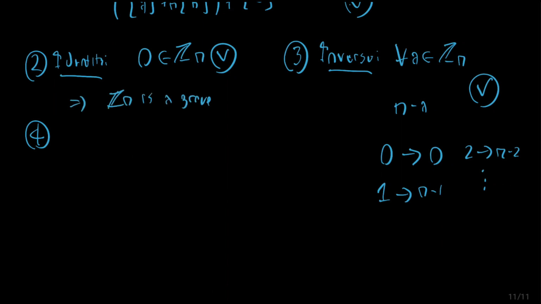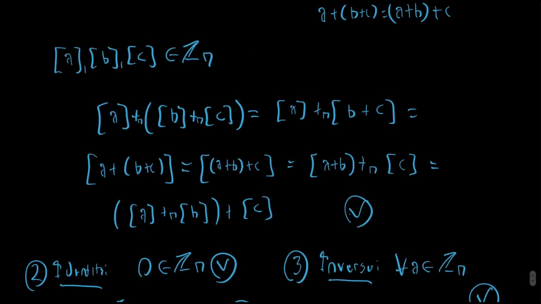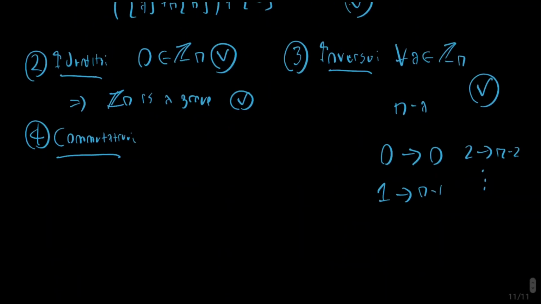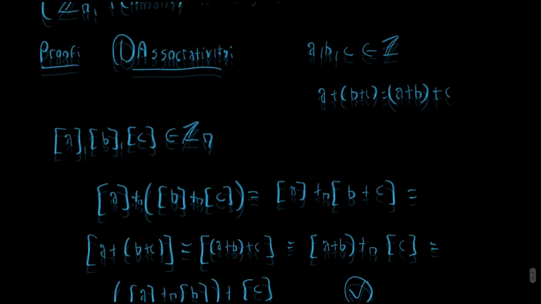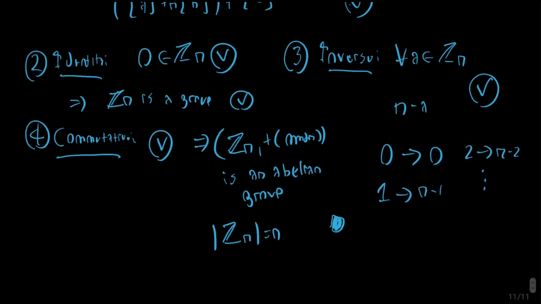But Zn is not just a group, it is actually an abelian group. So let's prove that it's also commutative. Actually, I'll just argue quickly why that is the case. Roughly, it follows in the same way we proved associativity. For the same considerations, we also know that addition modulo n will be commutative, and from this it follows that Zn under addition modulo n is an abelian group. An abelian group of finite order. In particular, the order of Zn is n, so the number of elements is n. So we have proved what we wanted to show.